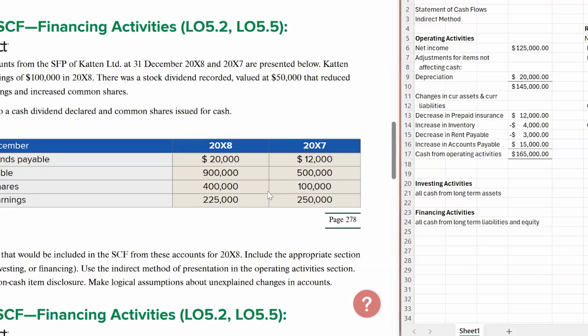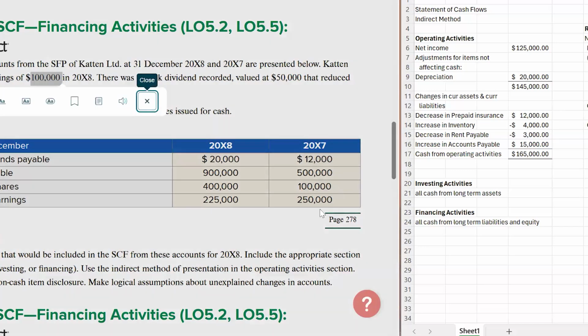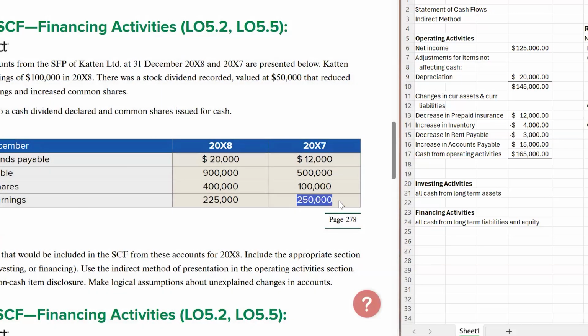Everybody can see that there. Now, when you look at what net income is, it says net income was 100,000. Okay, well, if you started with 250 and you added 100,000, you would have 350, but you only have 225. So it does tell you there was a stock dividend valued at 50,000 that reduced retained earnings. So basically what we could do, I'm just going to do a quick retained earnings example for you with this one in mind.